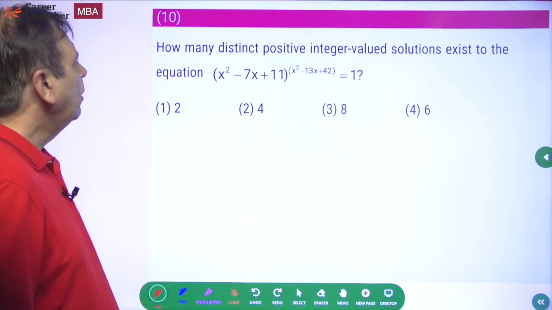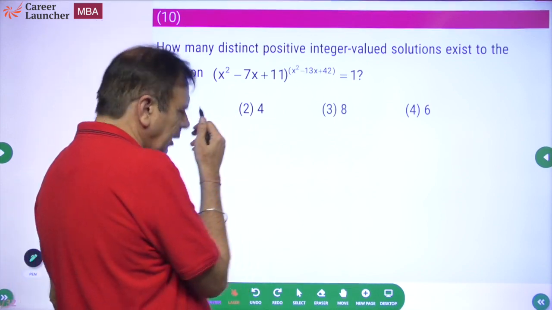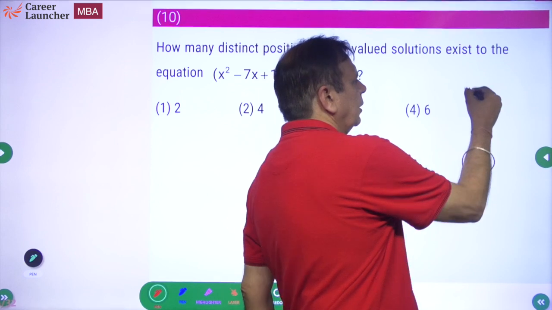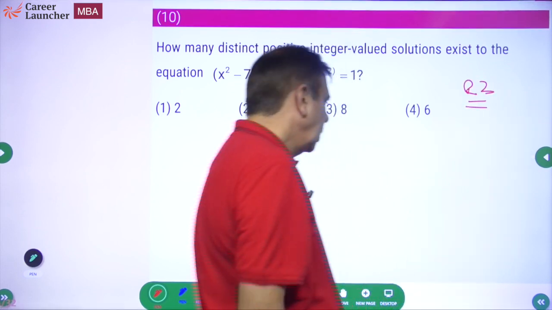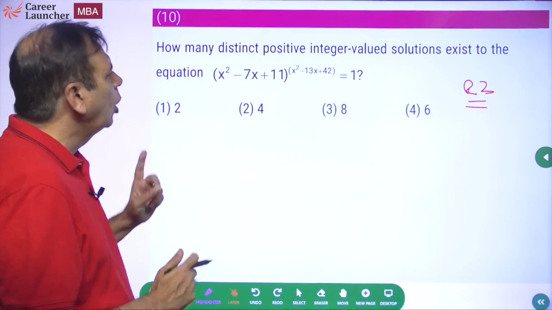Okay. How many distinct positive valued solutions exist for this equation? Time consuming. This is a question which is doable. This is typically a round 2 question for me. Why is it a round 2 question? Because of the amount of effort. I'm not saying it is difficult. What all do I need to do?